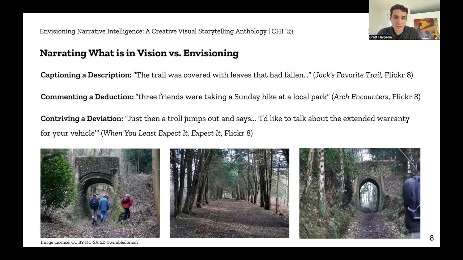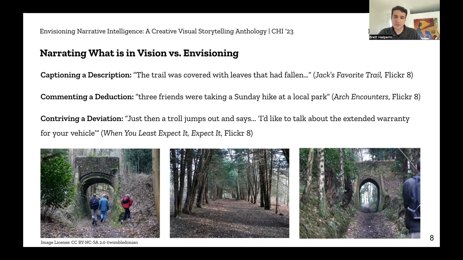So the first theme that's really central to what we're doing here is what we call narrating what is envision versus envisioning, which gets at the extent to which people would narrate what is envision or optical versus imagining circumstances beyond the images. So the first layer here is what we call captioning a description. And I also just want to note that themes persisted across image sequences, across image sets, across authors, even sometimes, particularly for this theme, in the course of one story, they might fluctuate among these different modes.